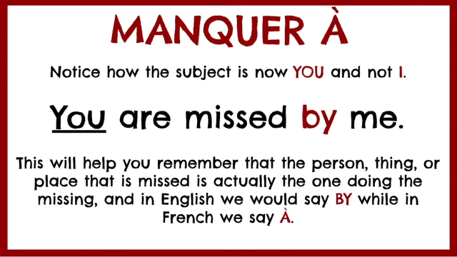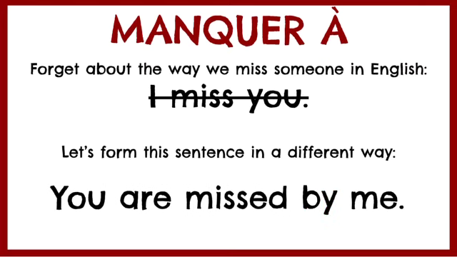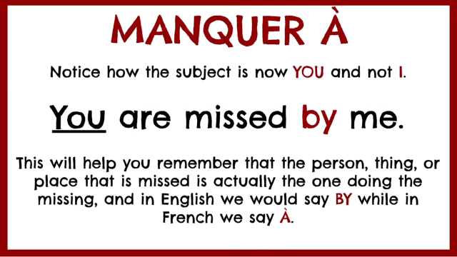Now, look, the subject here is "you" and not "I," which is why I barred through "I miss you." No, we're not going to think of "I" as my subject. "You" is now the subject. You are missed by me. Okay, so when you rephrase it in English this way, you can get it in your brain that the person, thing, or place that is missed is actually the one doing the missing. So that's why, with you, or in French, I'll show you in a minute, tu, the verb manquer has to be conjugated along with tu, okay, and not with je.